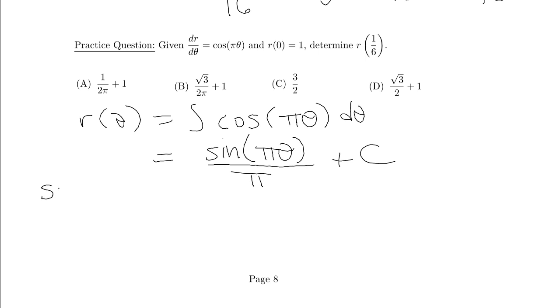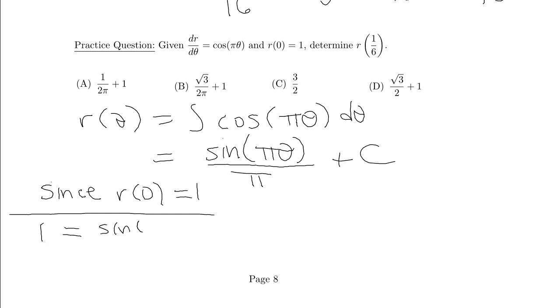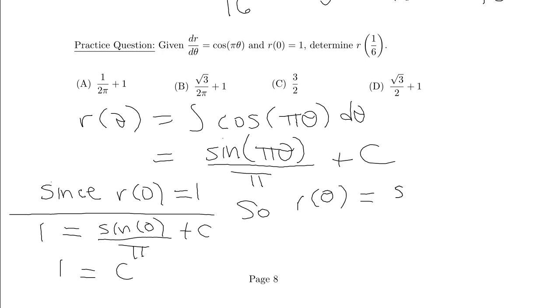Now we know more information. We actually know that r of 0 is equal to 1. So we can use this information, plugging it into our function. So we have 1 is equal to sine of 0 over pi plus c, which actually tells us that the constant c is in fact 1. So r of theta is going to be sine of pi theta divided by pi plus my constant value of 1.